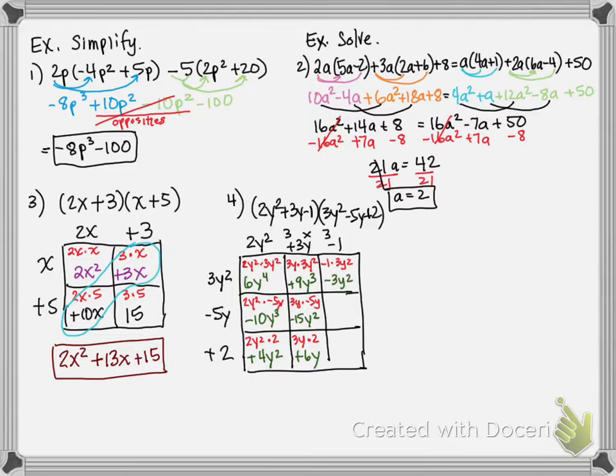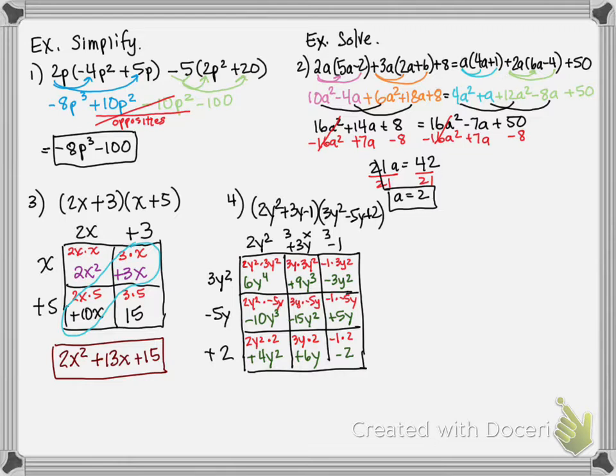And then we're going to have negative 1 times negative 5y. Two negatives make a positive. So we're going to get a positive 5y. And then we're going to have a negative 1 times a positive 2. And that's going to give me a negative 2. Now look at this. Are you ready? Look in your diagonals. Ready for it?